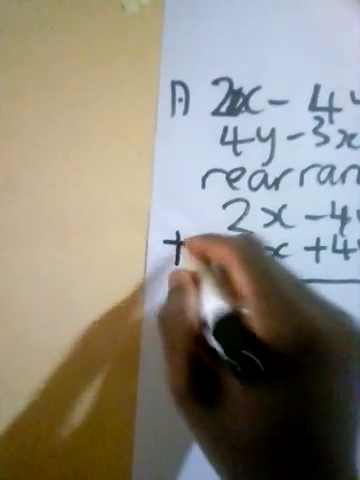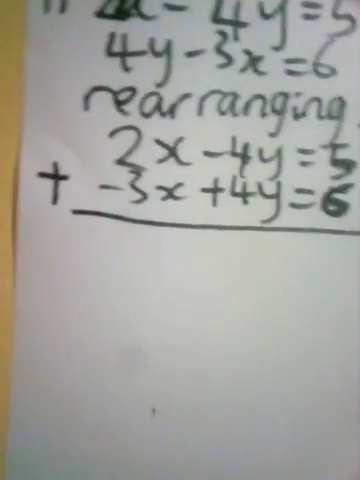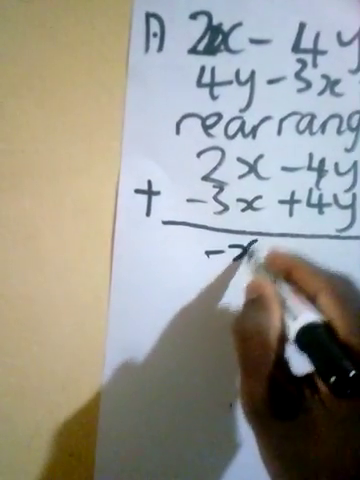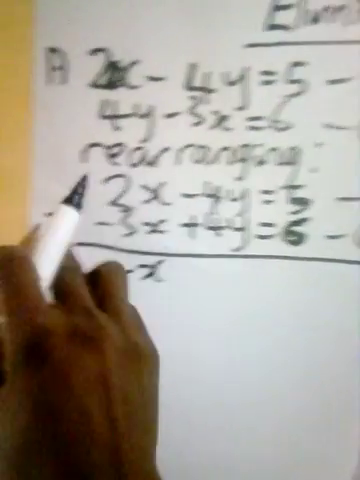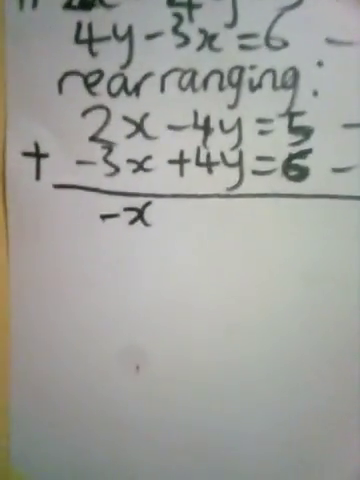But I choose to eliminate this one for ease. So I'm adding the two equations together. This gives me 2x plus minus 3x, which gives me minus x. Now minus 4 plus 4 gives me 0. That is exactly what I wanted.